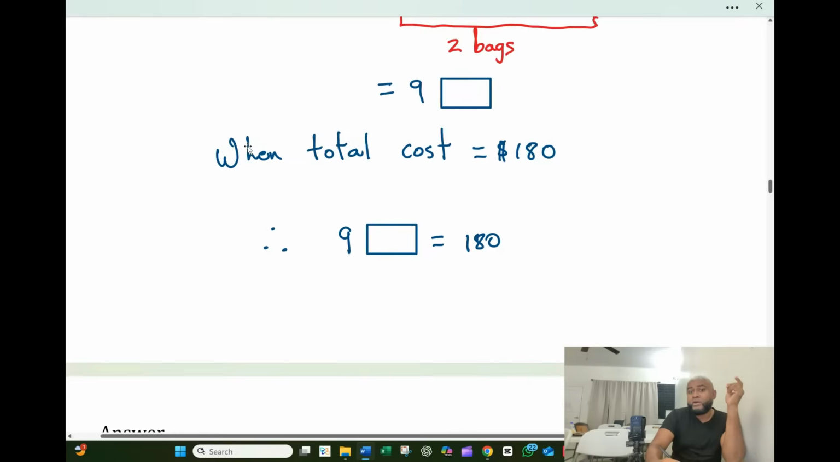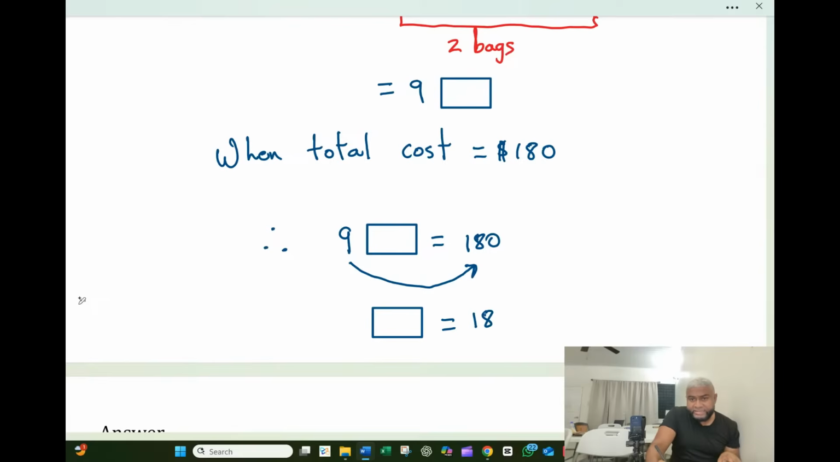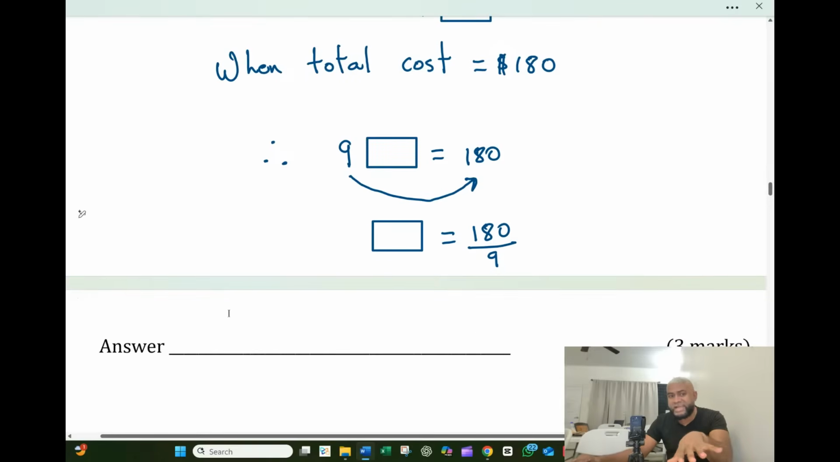So what do I do with this 9 when I carry it here? I divide. So this box now would be equal to 180 divided by 9. Even though my workings might seem long, I'm explaining the questions, so my workings might be a little longer than your shorthand workings could be, which is okay. But I just need it to be clear so that everybody would understand.